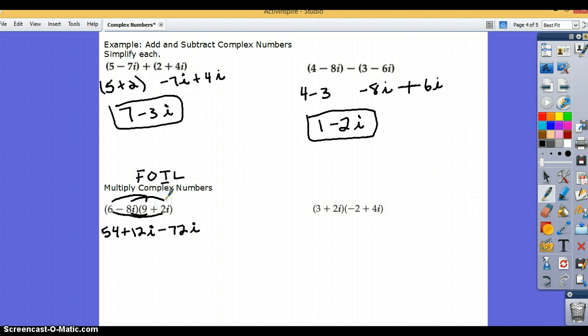And then right here we have negative 8i times 2i, which is negative 16i squared. Okay, so this is 54. I'm going to add or subtract these, so 12 minus 72 is negative 60i. Now remember, i squared is equal to negative 1, so negative 1 times negative 16 is a positive 16. So now I'm going to combine here and here. 54 plus 16 is 70 minus 60i.